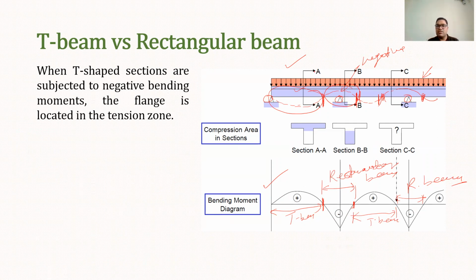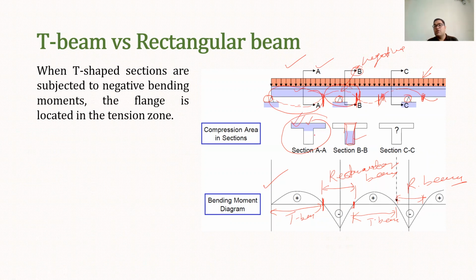So as you can see, if we cut a section at AA, our beam is behaving as a T-beam, and part of the slab is contributing towards the strength. Similarly, if we cut a section near the support, say section BB, here compression is above the neutral axis at AA. Now at section BB, compression is below the neutral axis. So there we will have the beam only as a rectangular beam. But in case of section AA, it will have a flange also.